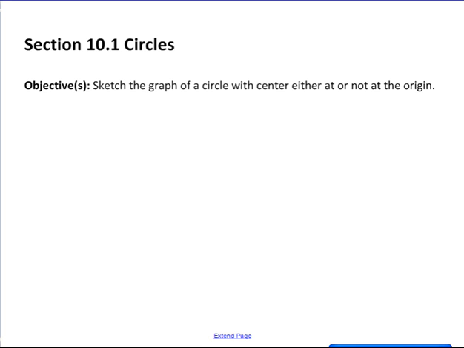This is section 10.1. We're going to be graphing circles. This chapter, chapter 10, is what we call conic sections. When we say conic sections, the first conic section we're going to talk about is circles.